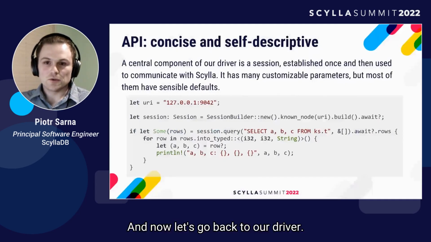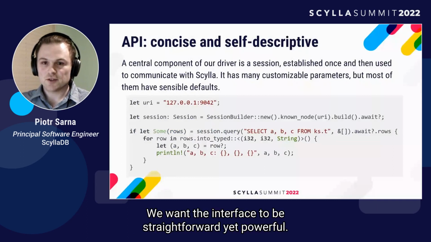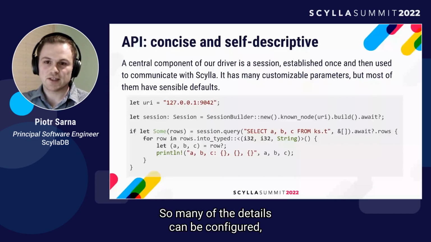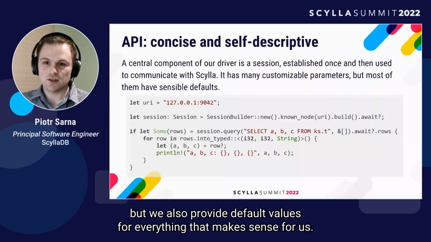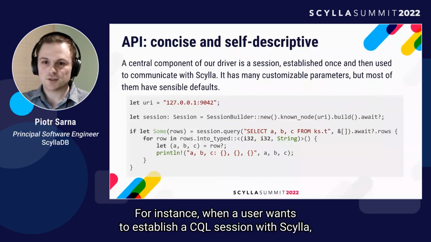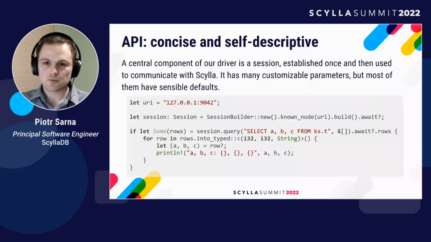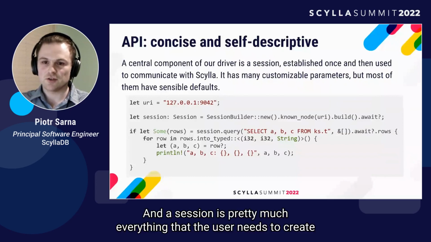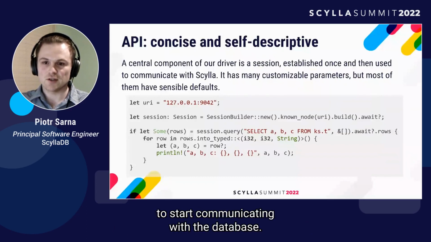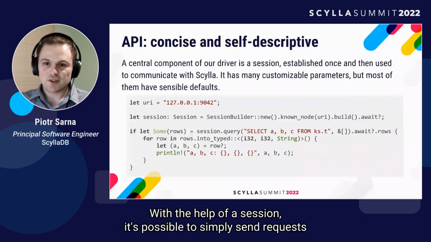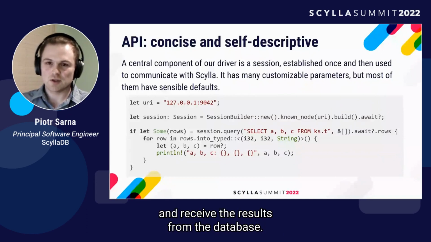And now let's go back to our driver. We want the interface to be straightforward yet powerful. Many of the details can be configured, but we also provide default values for everything that makes sense for us. For instance, when a user wants to establish a SQL session with Scylla, the only required parameter is the address of one of the nodes. And a session is pretty much everything that the user needs to create to start communicating with the database. With the help of a session, it's possible to simply send requests and receive the results from the database.